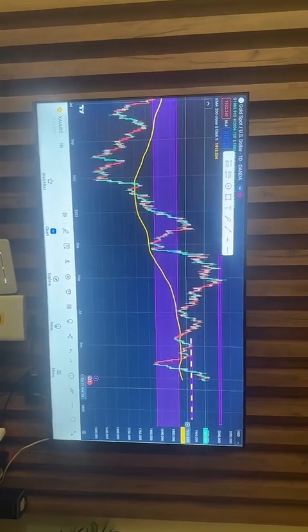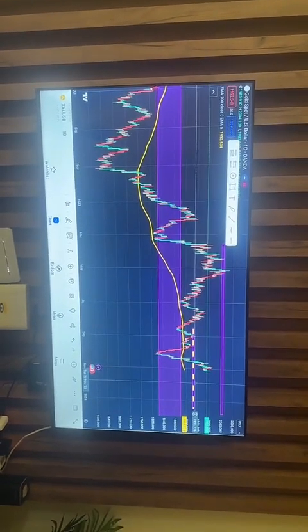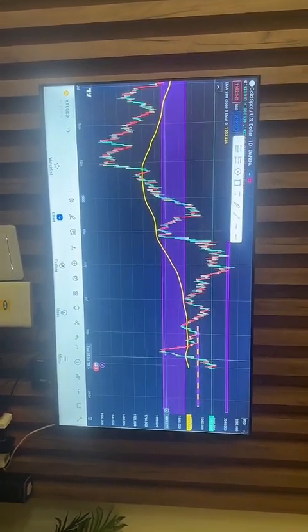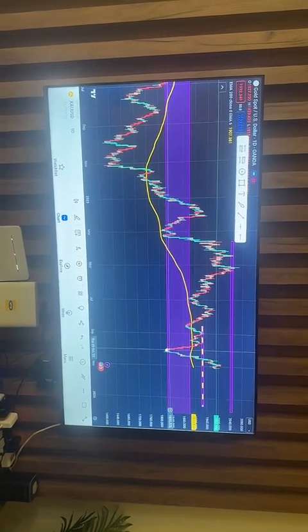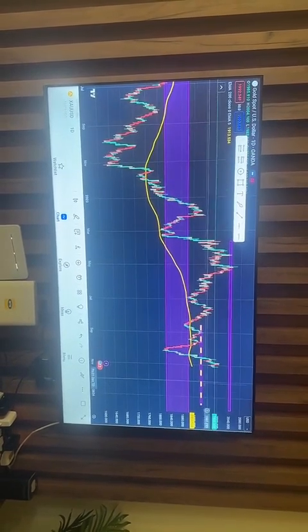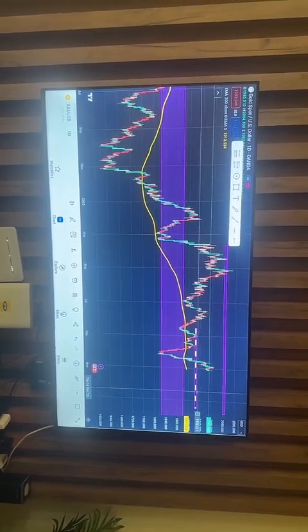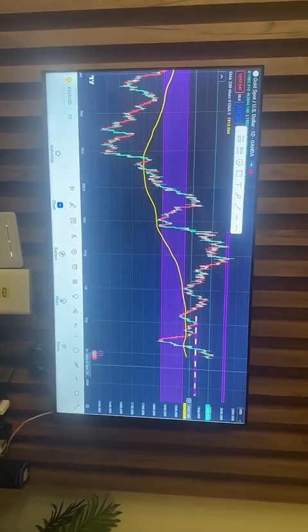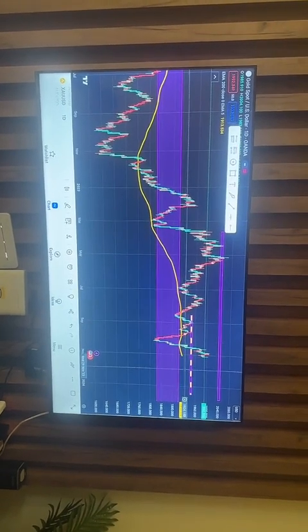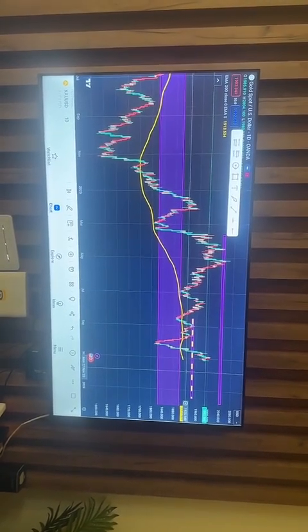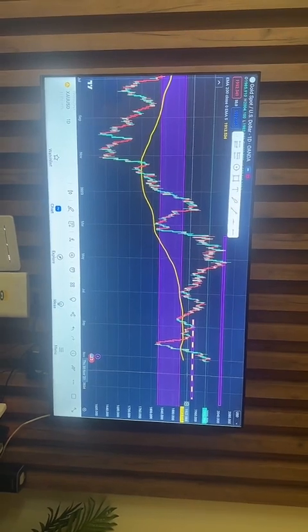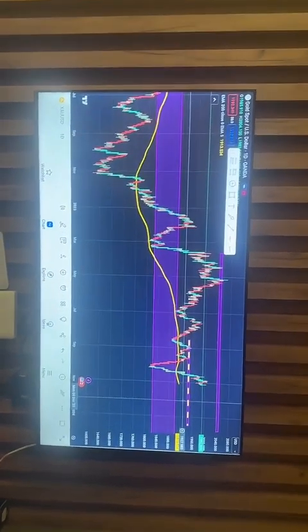My favorite entry would usually be to have an engulfing candle. If I have an engulfing candle within this region, then I would enter for a buy. So this is the quick one I wanted to show you, and it requires a lot of patience to actually trade these opportunities.